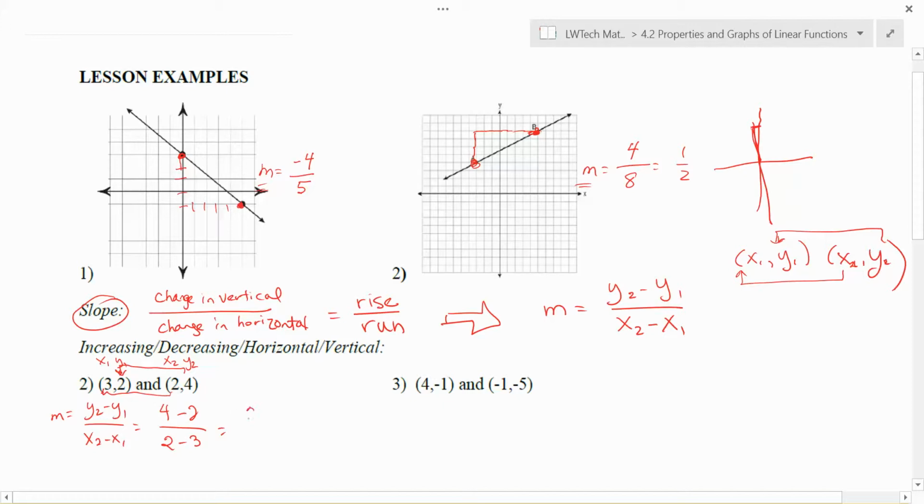Here we do 4 minus 2 is 2. 2 minus 3 is negative 1. So we can write our slope as 2 over negative 1, or we can simplify that down and say that our slope is negative 2.